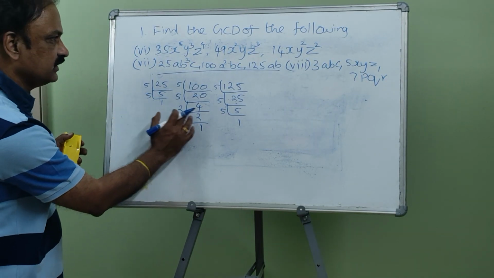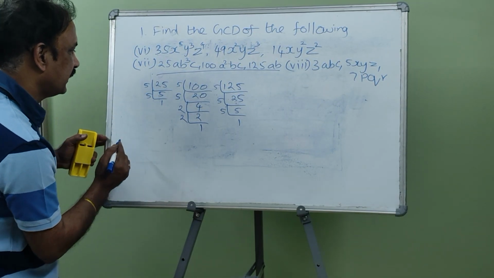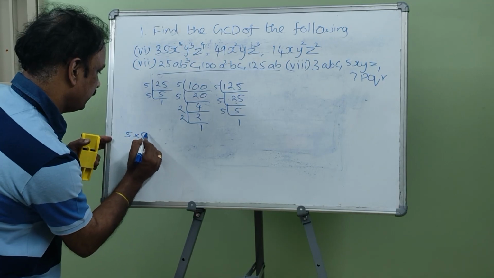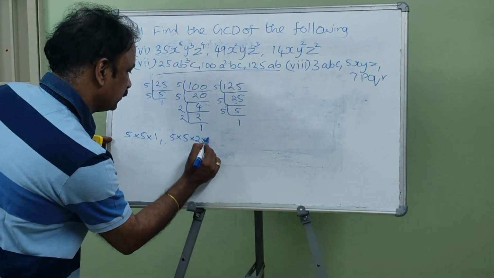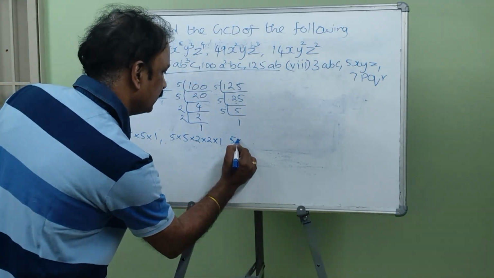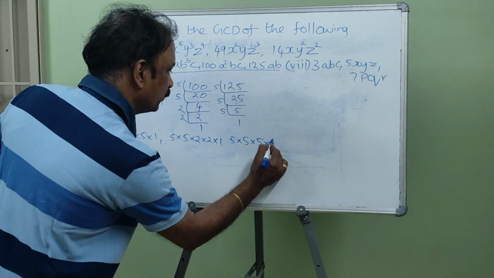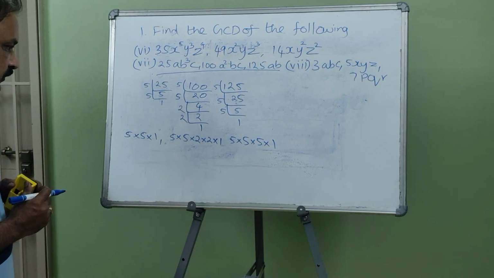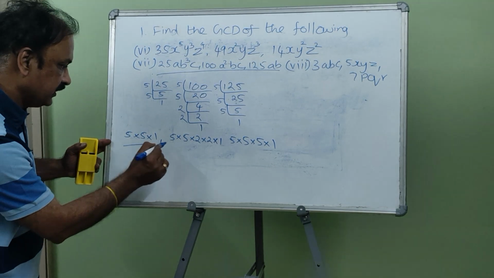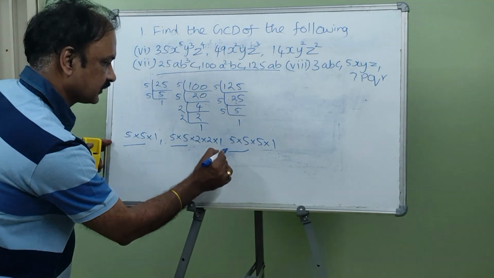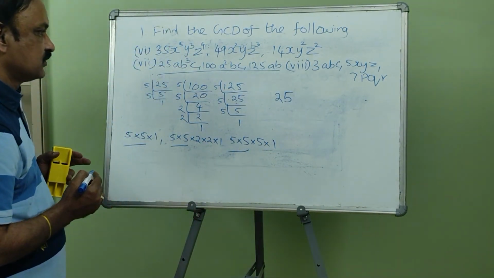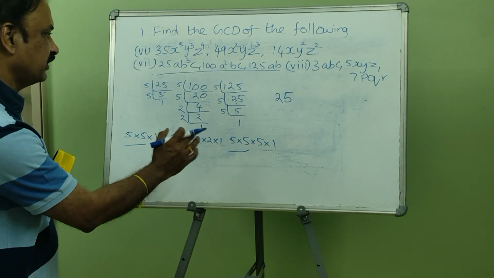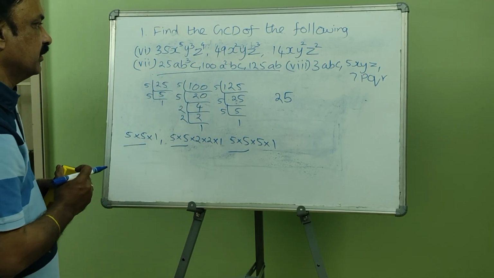So if you consider all these three, you will see that this is 5 into 5 into 1. This is 5 into 5 into 2 into 2 into 1. This is 5 into 5 into 5 into 1. I hope this is clear. So the common will be 5 into 5, and 5 into 5 will be 25. So 25 is the greatest common factor among all these constant numbers.